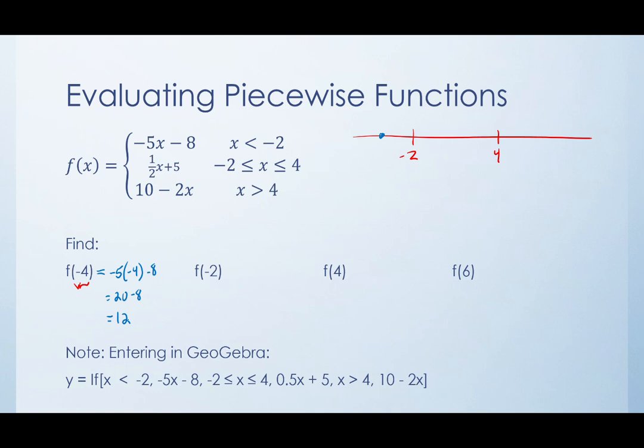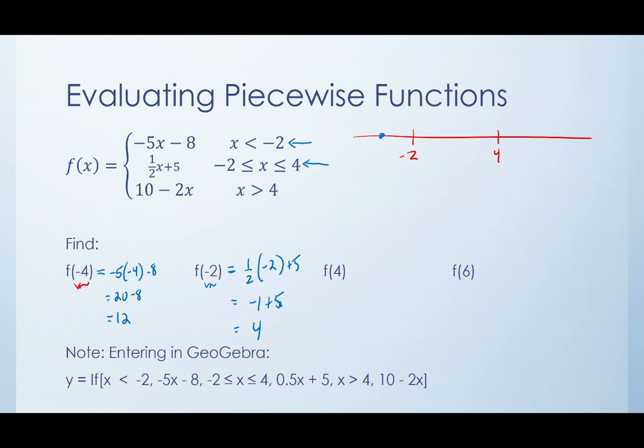So yeah, don't make these any harder than they are, right? So this next one, we're being asked to evaluate f of -2. So we're going to look here, we're going to say, is -2 less than -2? So no, it's not this one. Is -2 greater than or equal to -2? Yes. So we're going to go with the middle function. So we're going to have 1/2 times -2 plus 5. So -1 plus 5, which is, of course, 4. And so on and so forth.